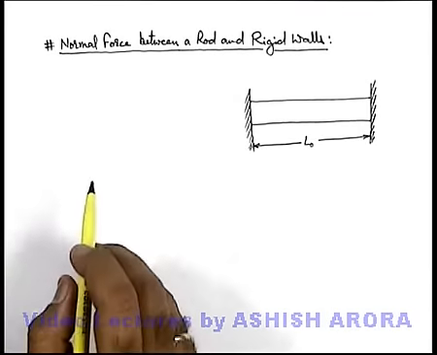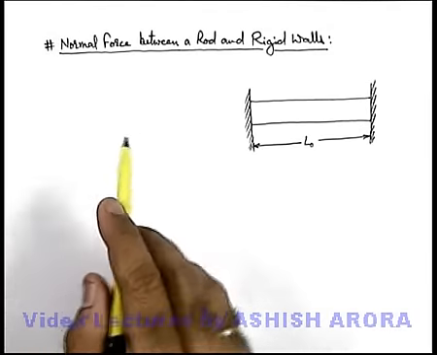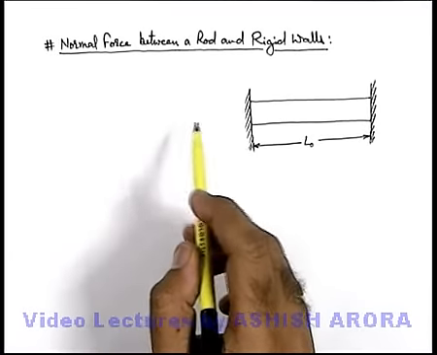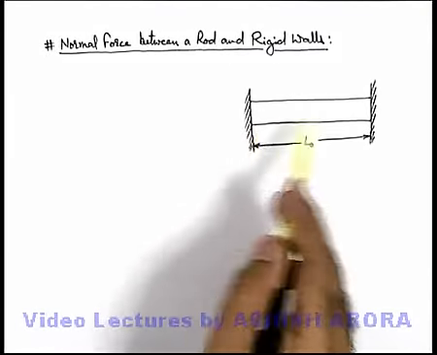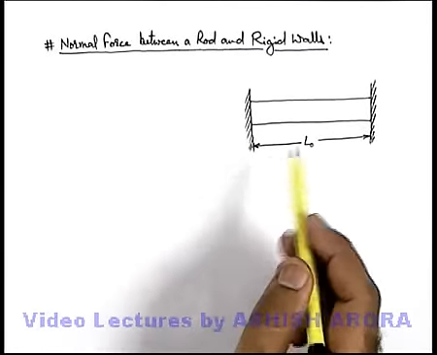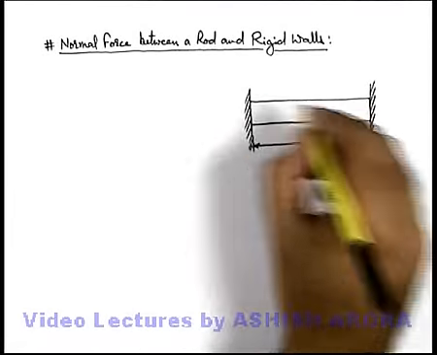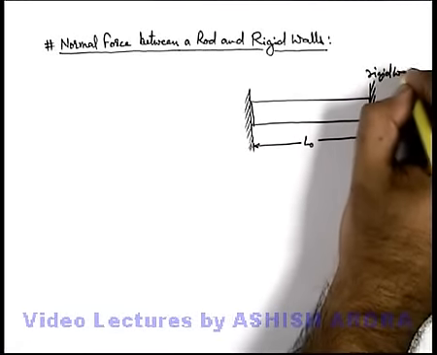Just like what we have discussed right now, the tension developed in the metal wire clamped between two rigid supports. Similarly, we'll talk about the normal force between a rod which is placed between two rigid walls. Say it is of length L0 and the rod is just placed between two rigid walls. These are, say, rigid walls.